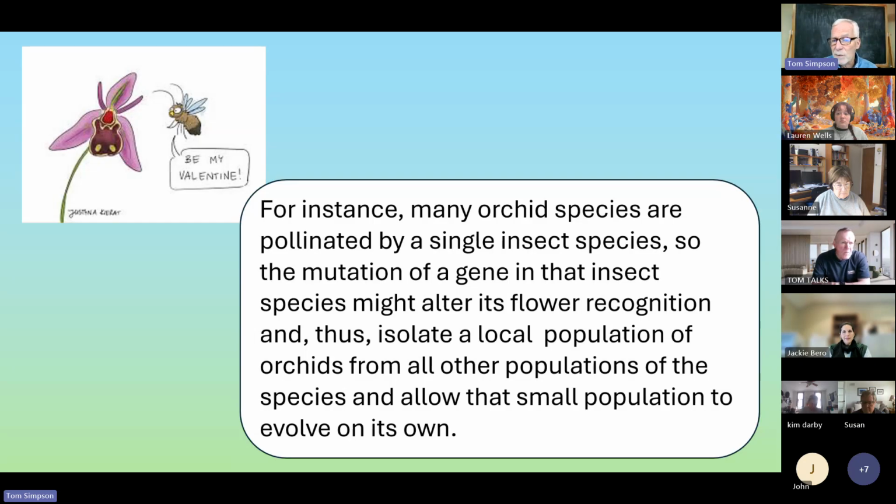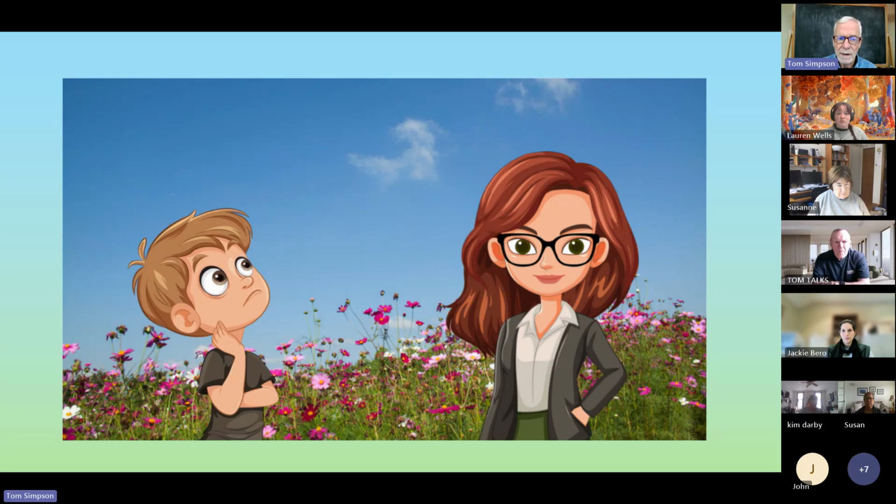It appears to have been that with orchids because it's a group of plants that are incredibly numerous, even though they're not particularly numerous in any particular place on the earth.